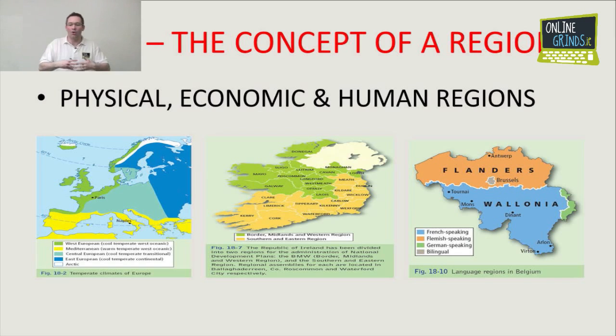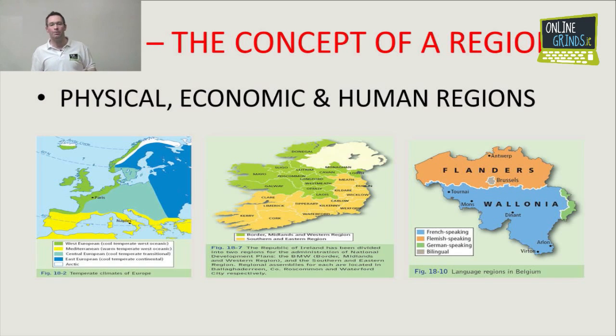Other examples of physical regions will be mountainous regions, such as the Alps, which crosses political boundaries. Then you have economic regions, such as the BMW region in the south east of Ireland. So you have core richer regions, which would be the south and east, and then peripheral regions, which would be the BMW. And then you'd also have the likes of human regions.